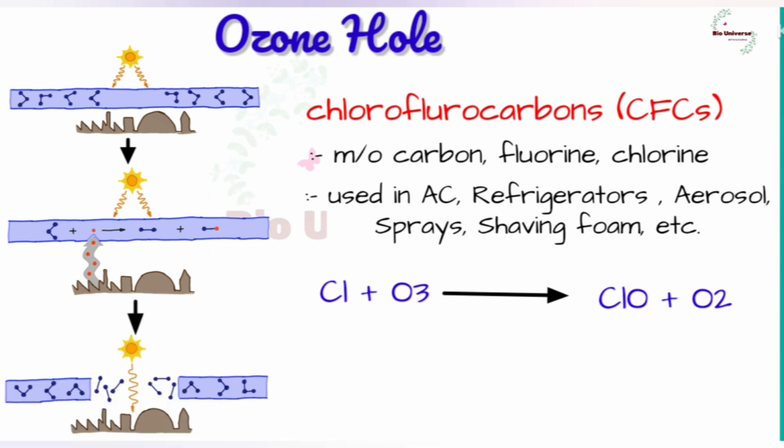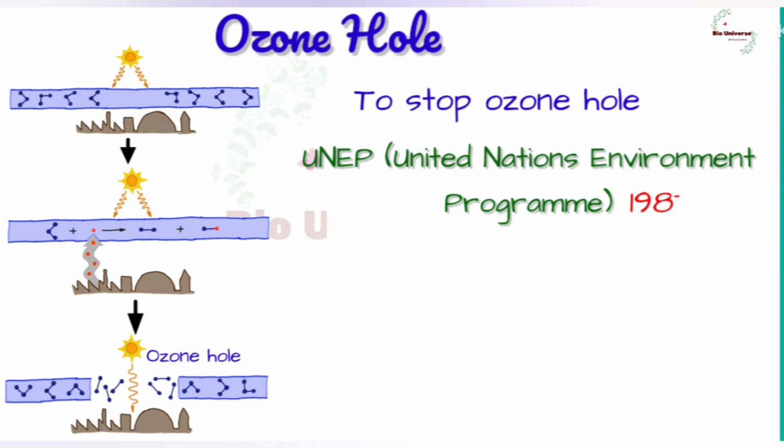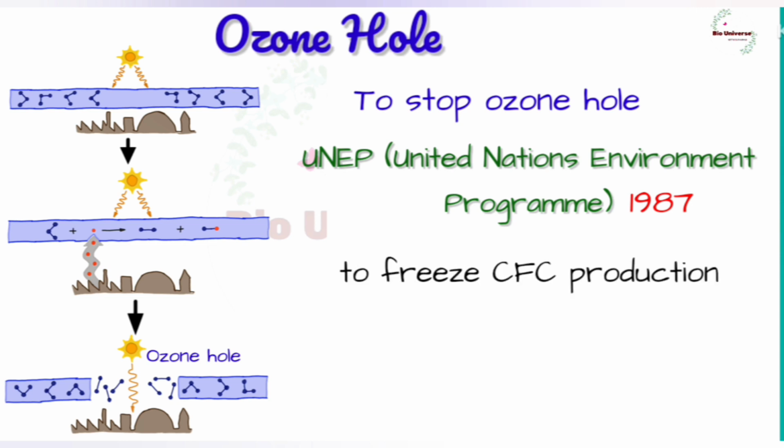Over time, this has created an ozone deficient area in the atmosphere. This area is called the ozone hole. This is most noticeable over Antarctica. To stop the damage to the ozone layer, the United Nations Environment Programme (UNEP) brought forward an agreement in 1987 to freeze the CFC production at the 1986 level. It is now mandatory for all the manufacturing companies to make CFC-free refrigerators throughout the world.